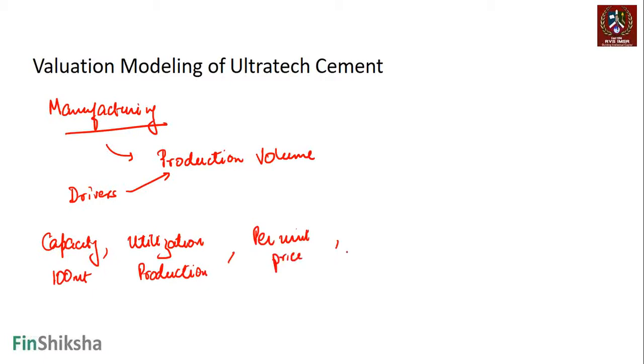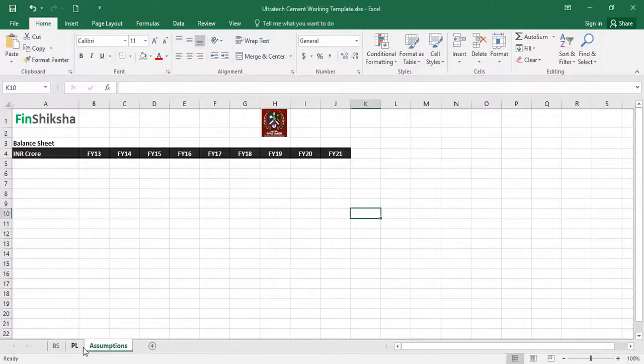We need to find out per unit price and then arrive at revenue drivers. Similarly, we need to find out per unit costs, right? Now the unit would be either kg or ton or some of the units that are used in the cement industry. We can also go back and look at the P&L to broadly understand what kind of data we are dealing with, right?